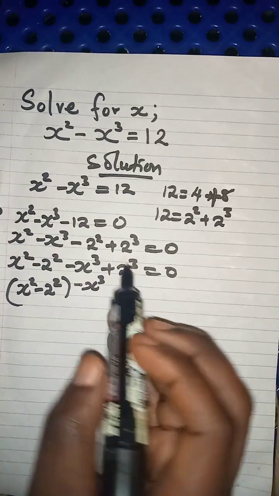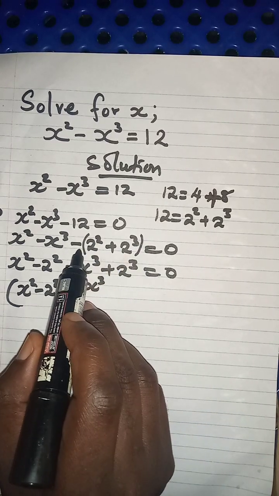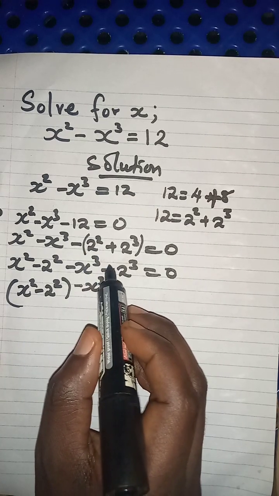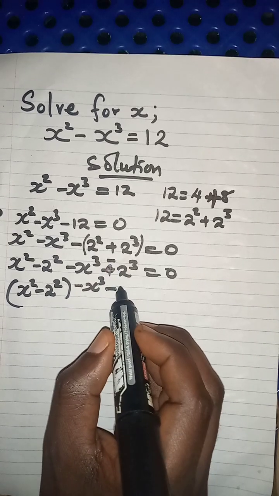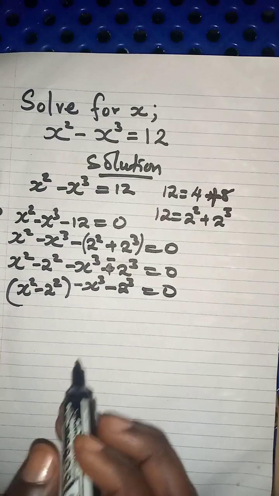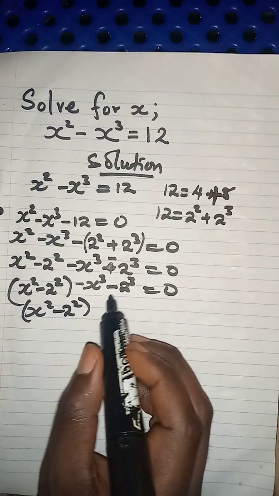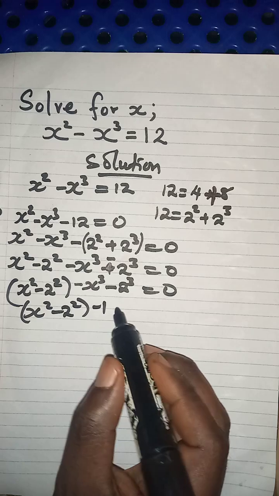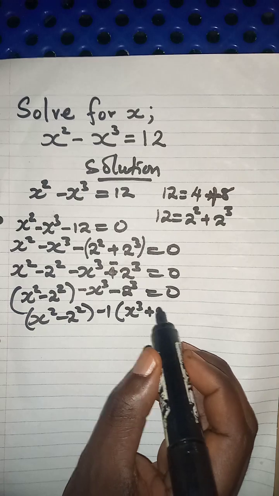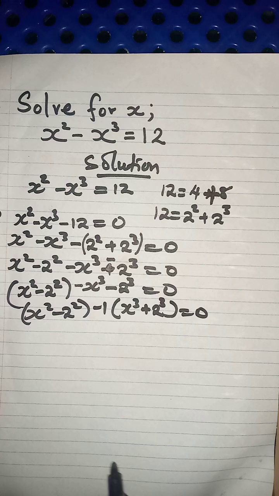And remember, the whole of this was 12. It means that when I open this bracket, this is going to change to a negative, so that I have negative of 2 cubed is equal to 0, which can be further factorized as x squared minus 2 squared. I'm going to take out negative 1 here, so that I remain with x cubed plus 2 cubed is equal to 0. So it is very easy to see.